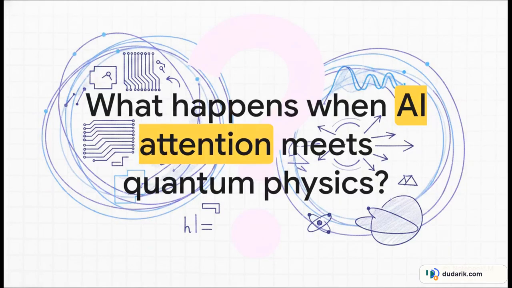I mean, think about it. What actually happens when AI attention mechanisms start borrowing the math of quantum physics? It sounds kind of like sci-fi, right? Well, it's not. This is a very real, highly technical, cross-disciplinary breakthrough. It fundamentally rethinks how modern sequence models, the engines behind today's AI, process context. And by the end of this explainer, you're going to understand exactly how it works.